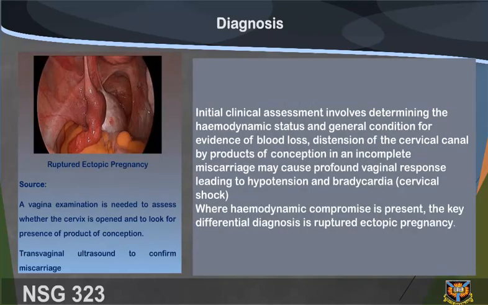Diagnosis. Initial clinical assessment involves determining the hemodynamic status and general condition for evidence of blood loss. Distension of the cervical canal by products of conception in an incomplete miscarriage may cause profound vagal response, leading to hypotension and bradycardia, cervical shock, where hemodynamic compromise is present. The key differential diagnosis is ruptured ectopic pregnancy.